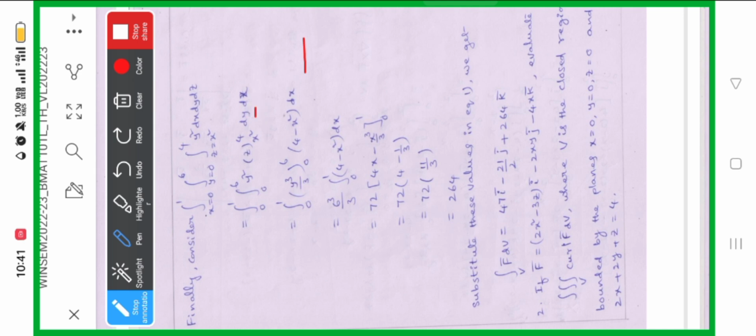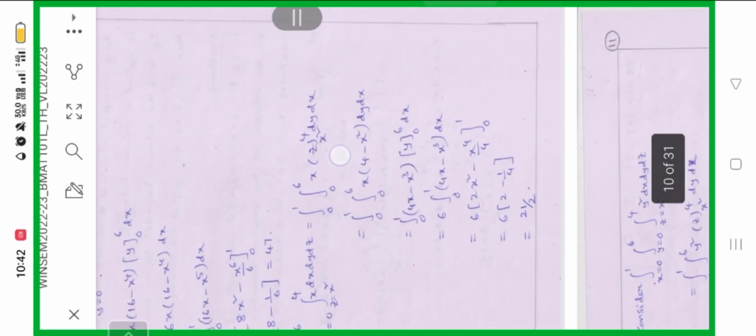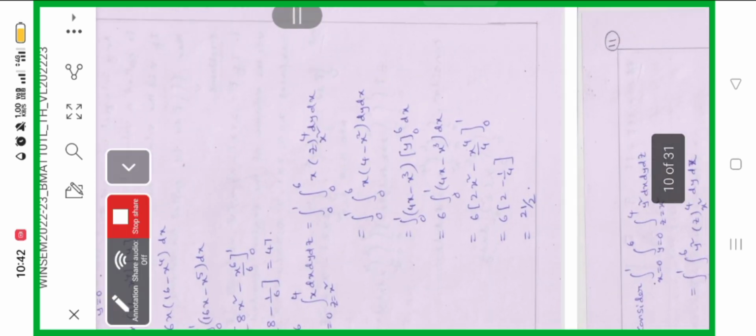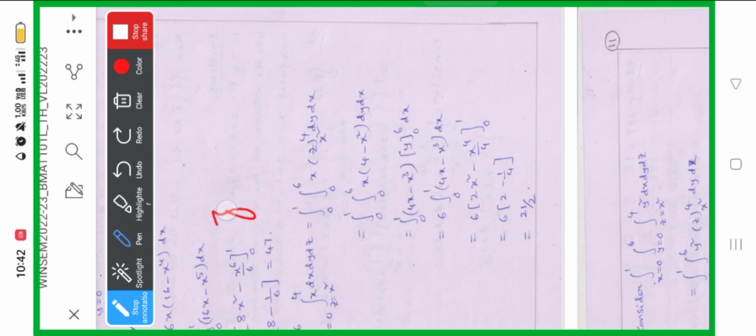After integrating with respect to dy, y square will become y cube by 3, and the limits are 0 to 6. Here z is nothing but the z value: z is equal to 4 minus x square. Okay, the z value is 4 minus x square.